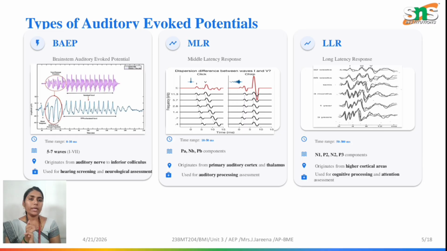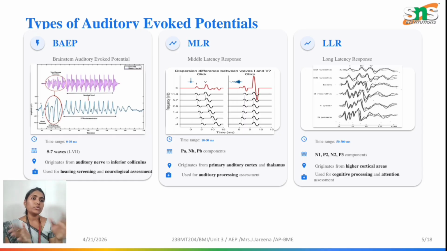BAEP, brainstem auditory evoked potential, is commonly used because it is used for hearing screening and to give a clear understanding of different neurological disorders. That is the reason we use BAEP as the more common method, because it gives a clear pathway track of assessment right from the auditory nerve to the inferior colliculus. And then MLR is used for auditory processing assessment, and LLR for cognitive process assessment.